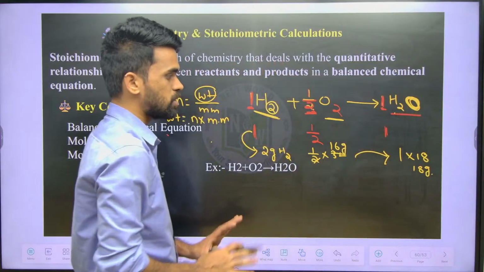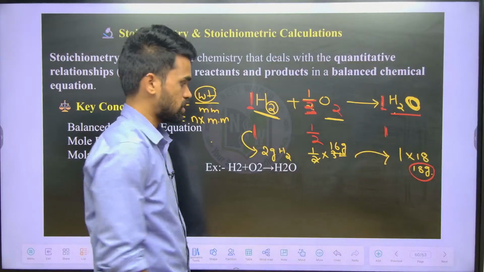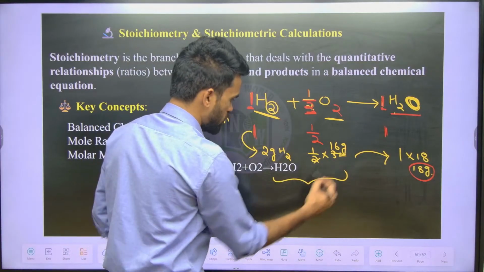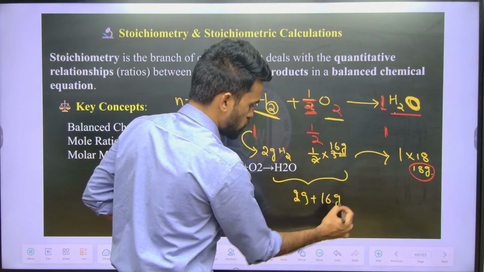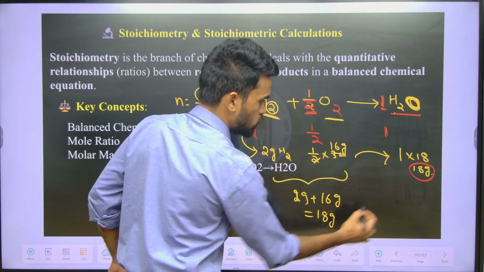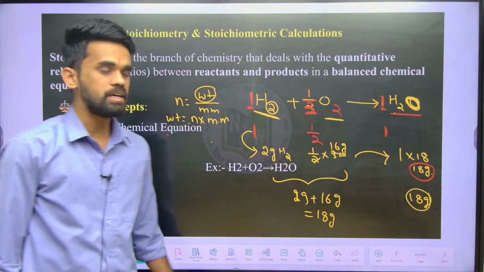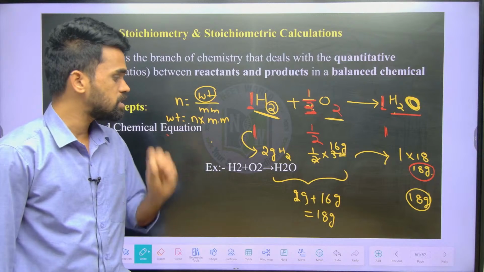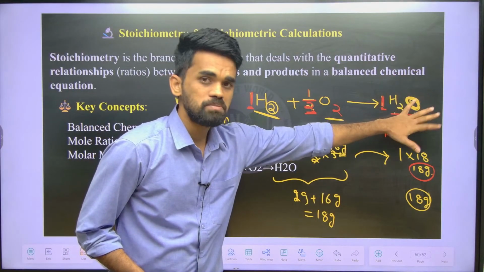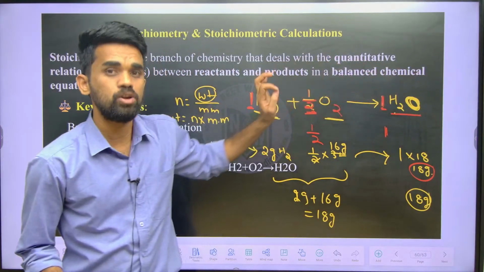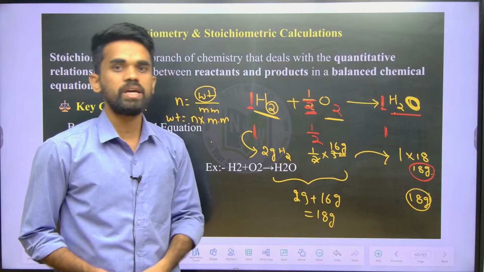If you observe carefully, how many grams of water is formed? 18 grams. On the reactant side, how much mass do we have? 2 grams and 16 grams, so total it is 18 grams. See, total mass of the reaction is conserved. Law of conservation of mass is obeyed in the equation. Like this, we can calculate, to get 18 grams of water, how many grams of hydrogen and how many grams of oxygen should be considered.